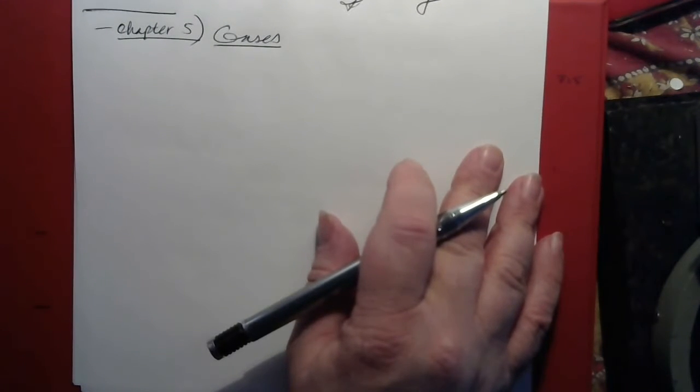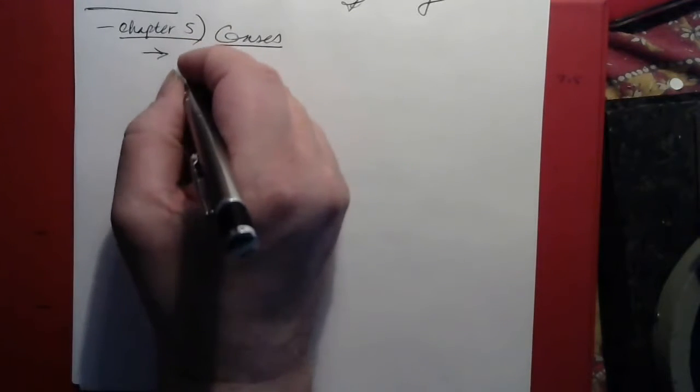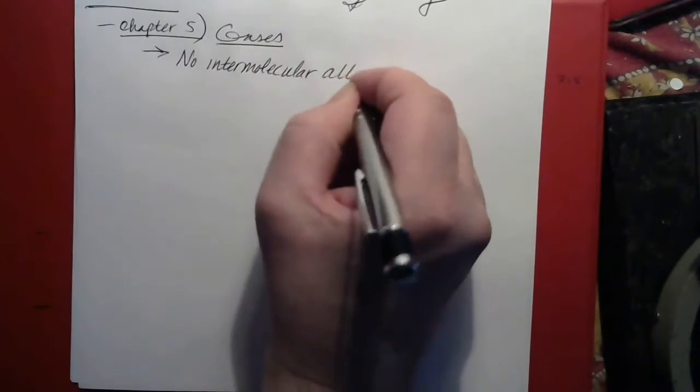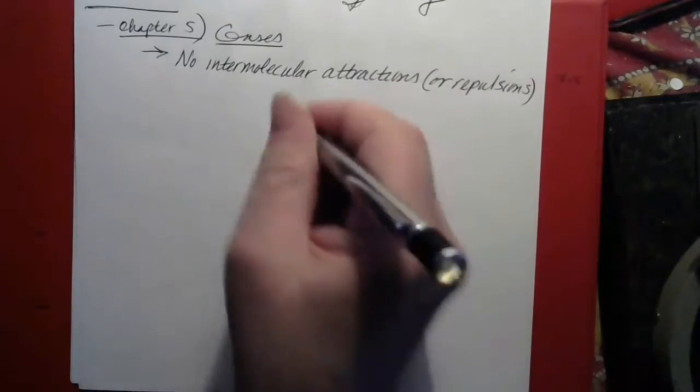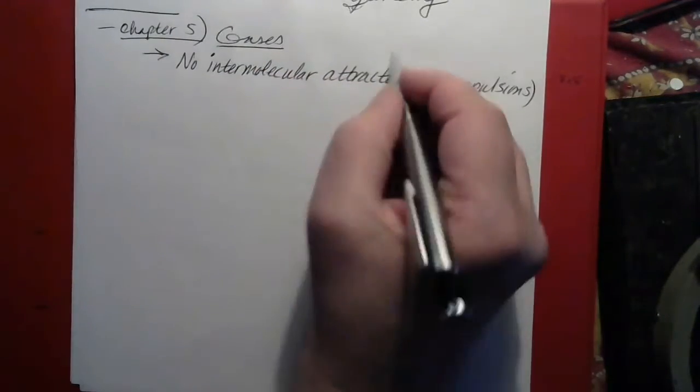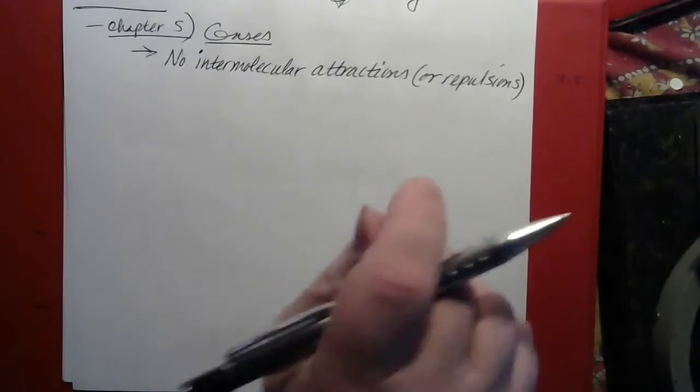And so I'll introduce chapter 5. Chapter 5 is about gases. And it made more sense to get some of the preliminary stuff out of the way before we cover gases in detail. I'm going to start out by writing probably the most important thing about gases right at the beginning. And that is that for gases, under most conditions, there are no intermolecular attractions or repulsions between the particles in a gas.